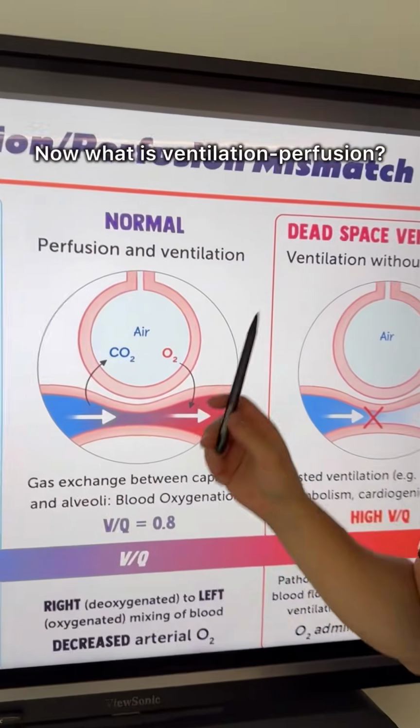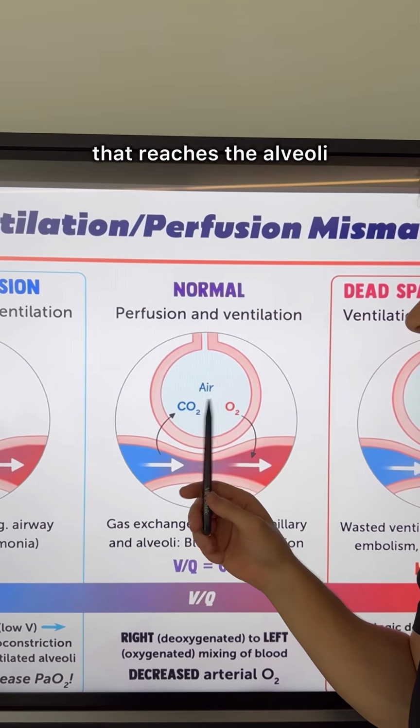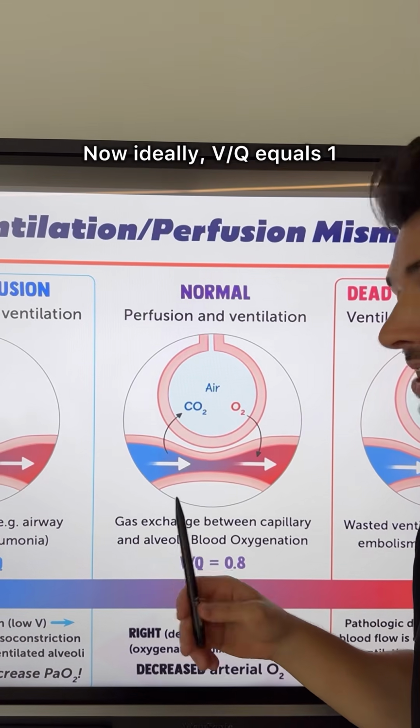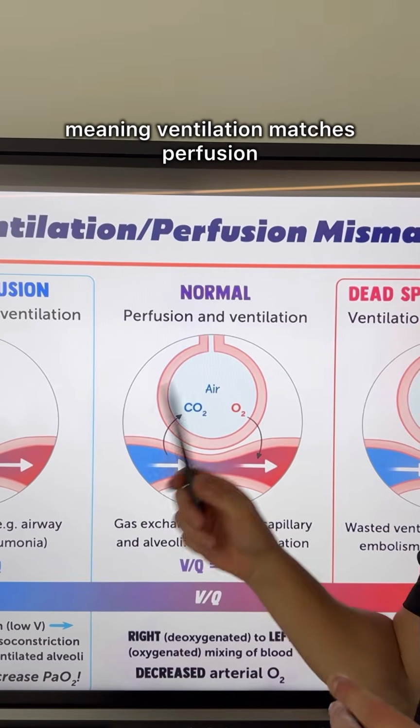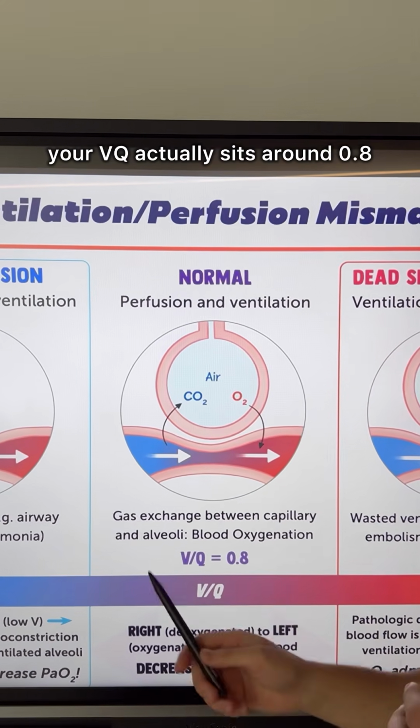Now, what is ventilation perfusion? Well, ventilation, represented by V, is the amount of air that reaches the alveoli, versus perfusion, represented by Q, which is the blood flow through the capillary. Now, ideally, VQ equals 1, meaning ventilation matches perfusion. But really, in a physiologic setting, your VQ actually sits around 0.8.